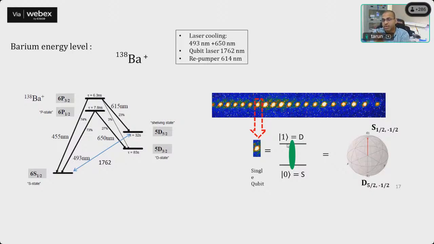Now, what is the meaning of qubit over here? If we have this many ions over here, take a single ion, and a single ion can be treated as a two-level system. So this is a qubit. If you want to visualize it, you can go to the Bloch sphere on the right side. On the Bloch sphere, the two poles are two states, like the zero state, which is defined as S1/2, minus 1/2, and D5/2, minus 1/2. So either you can prepare in the zero state or in the one state.